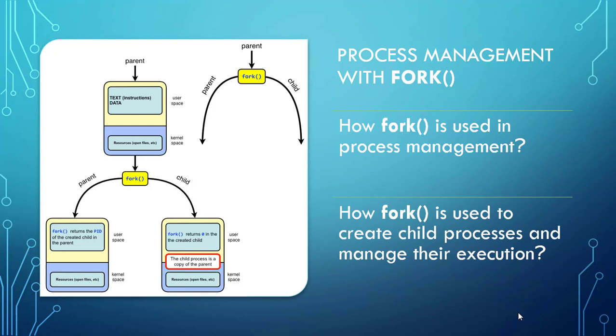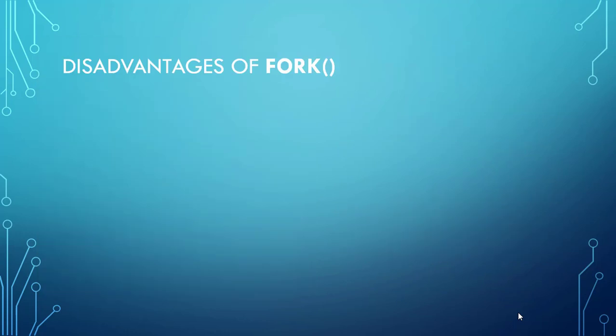Process scheduling. Fork is used in process scheduling to create a new process and manage its execution. The operating system uses a scheduler to decide which process should run next, and fork is used to create a new process that can be scheduled.